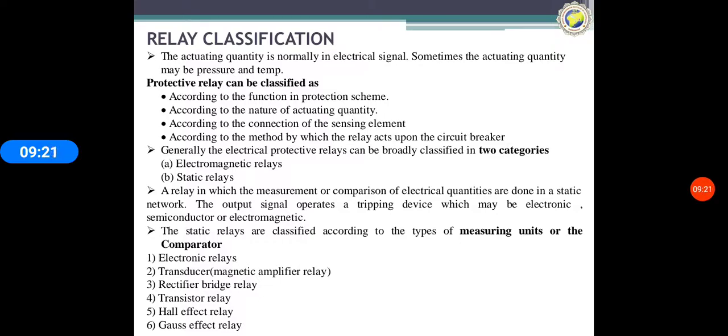A static relay is a relay in which measurement or comparison of the electrical quantities is done in a static network. The output signal operates a trip device which may be electronic or electromagnetic. The static relays are classified according to the types of the measuring unit or the comparators: the electronic relays, transducer, rectifier, bridge relay, transmitter relay, Hall effect relay, and Gauss effect relay. So we can study the two types, static and magnetic systems of the relay.